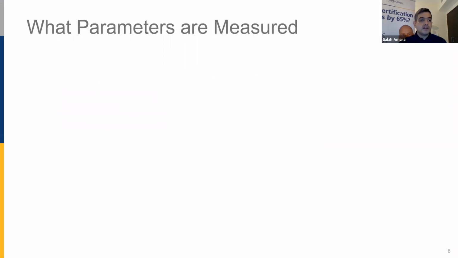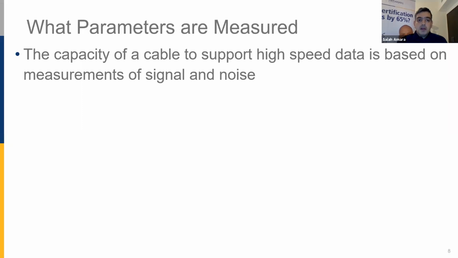Okay, so what parameters are we testing in our certification tools that makes them different than the verification and qualification tools? As you are aware, the price of a certification tool is usually much more than a qualification and verification tool. So what's the reason? What are the parameters that we are measuring? Let's look at it. Usually the capacity of a cable to support high-speed data is based on measurement of two things, which is signal and noise.